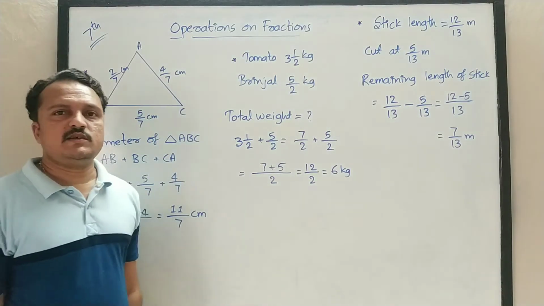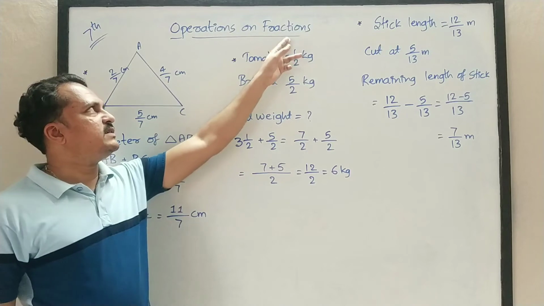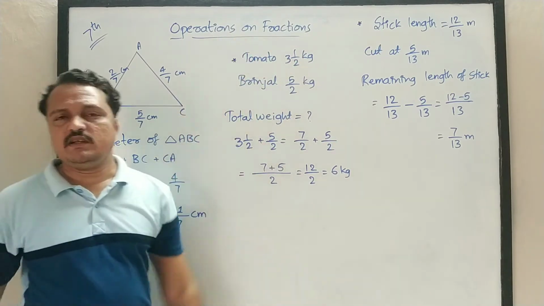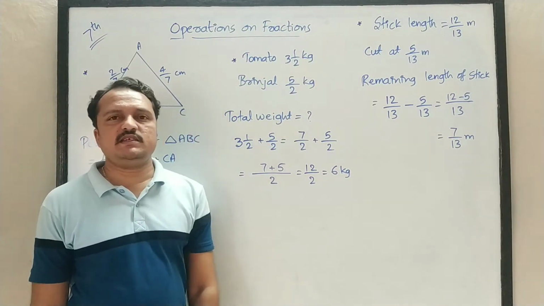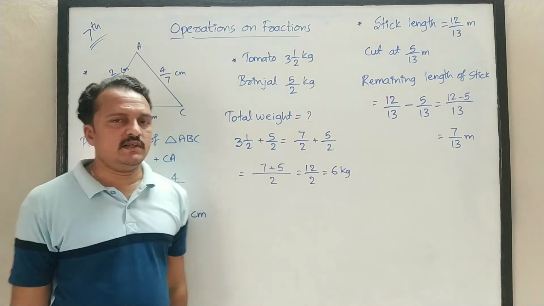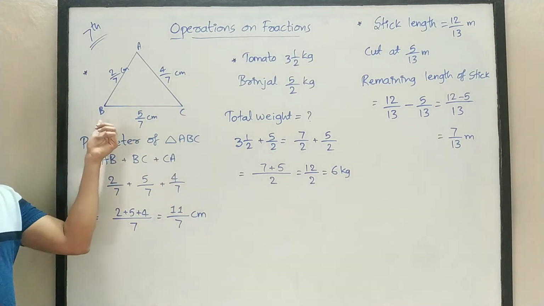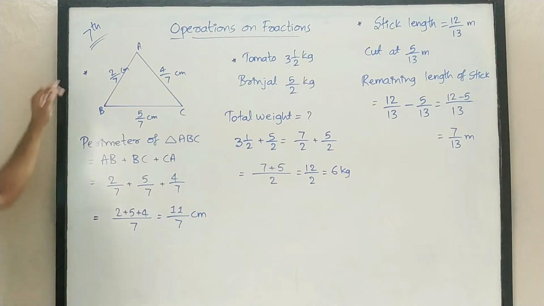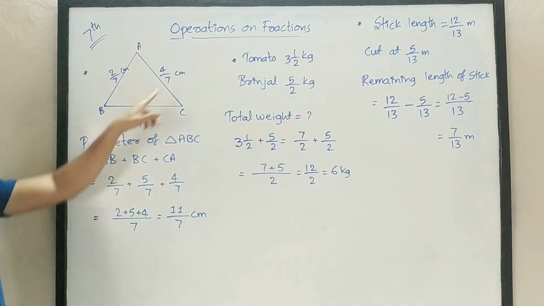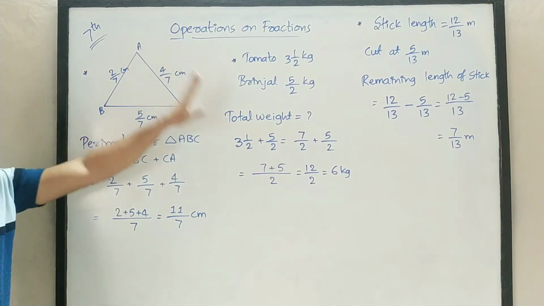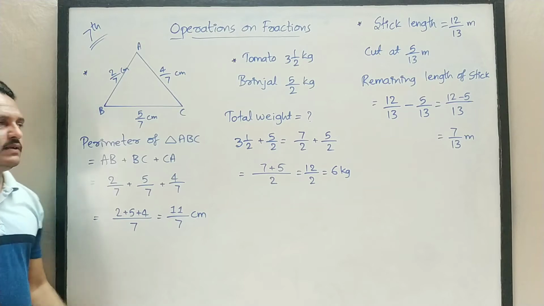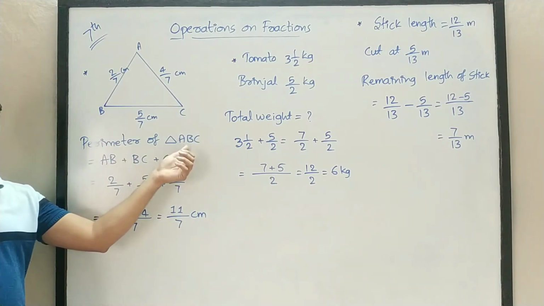Now we are going to do some operations on fractions. Operations mean the basic operations: addition, subtraction, multiplication and division. First we will see the addition problem, how they are going to ask. There is a triangle ABC and the sides of the triangle are fractions: 2 by 7 cm, 5 by 7 cm and 4 by 7 cm. We have to calculate the perimeter of the triangle ABC.